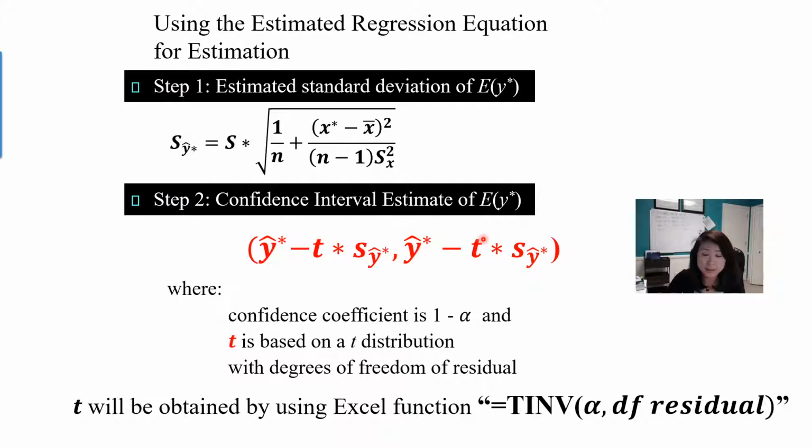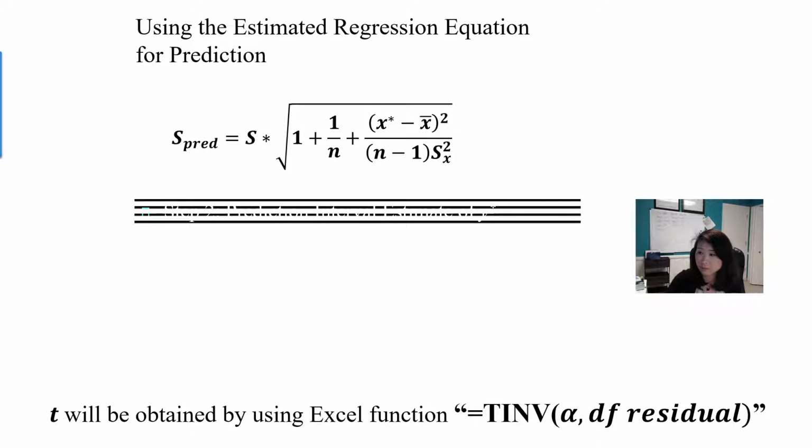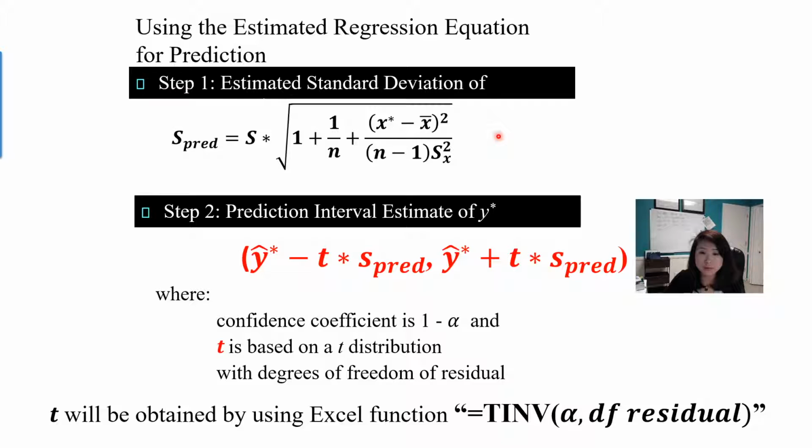Now let's look at the next one, the prediction interval. In order to calculate the prediction interval for individual y, we still go through 2 steps, very similar. The first step, we calculate the estimated standard deviation of individual y. Look at this, we are using a little bit different notation. Instead of sy hat star, we use s prediction equal to s times square root of 1 plus 1 over n, plus x star minus x bar squared over n minus 1 times the sample variance of x.